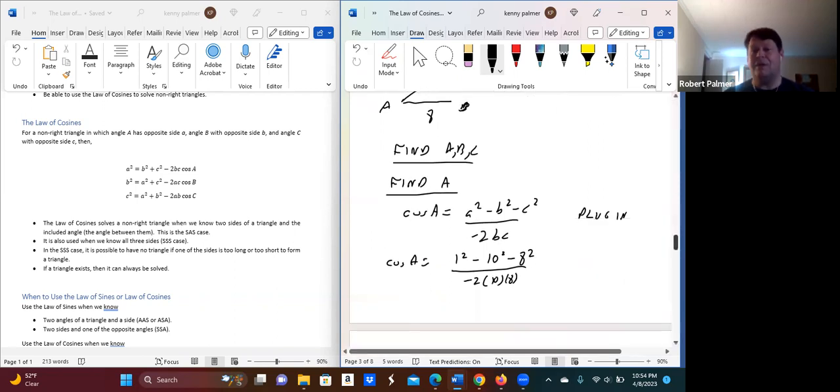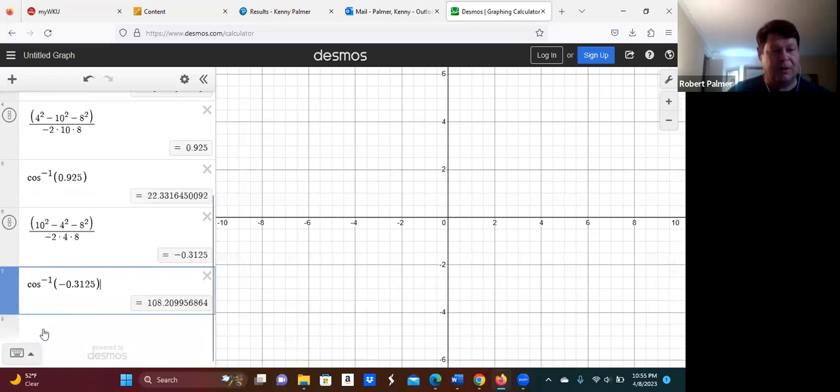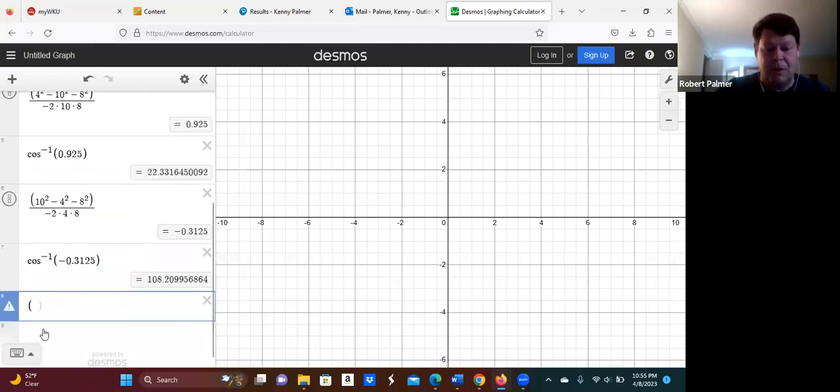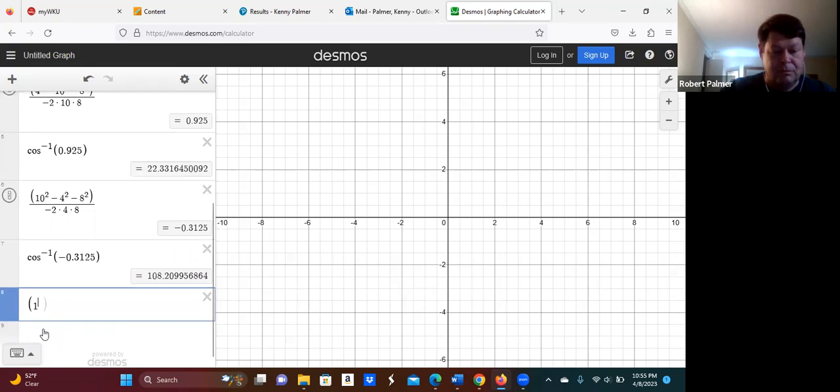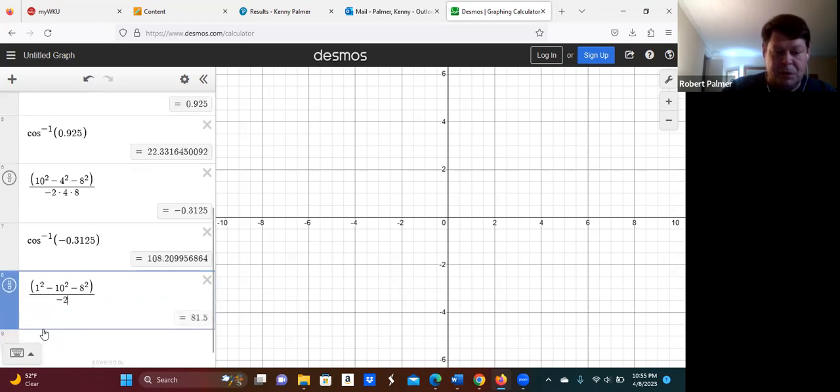And what we should see, let's actually turn that off for a minute. So go down here, this parentheses. So 1 squared, of course, is going to be 1 minus 10 squared minus 8 squared, and divided by minus 2 times 10 times 8. Okay, now that's 1.01875.